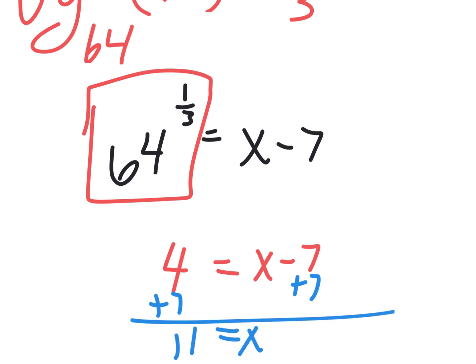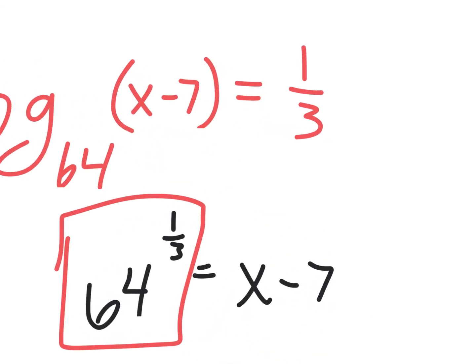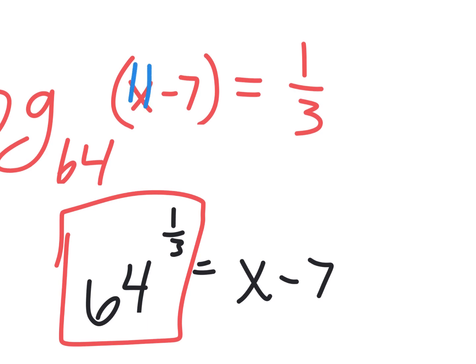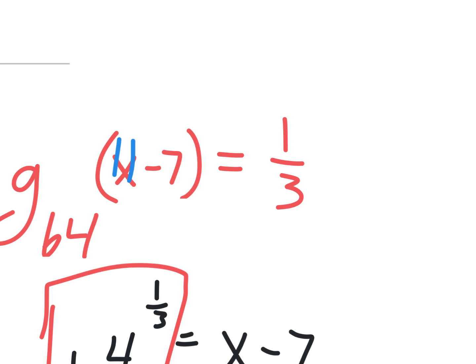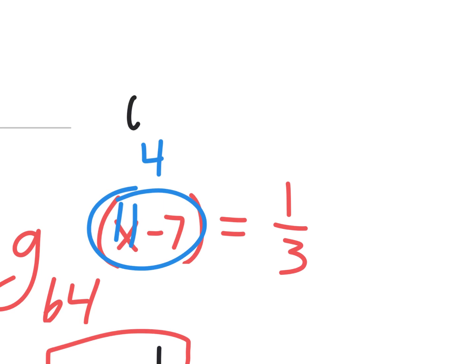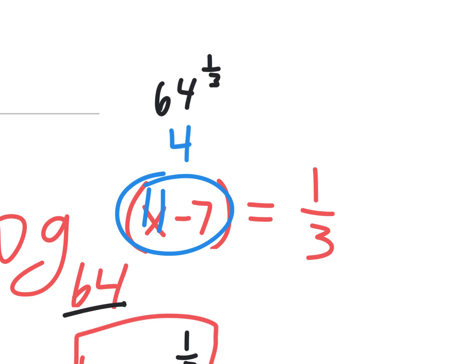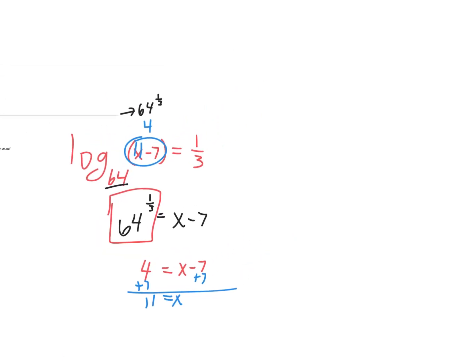11 equals x. If I wanted to be sure I was right, I'd go back and stick 11 here and see what happened. 11 minus 7 is 4. That's weird. Oh, you know what you could do? Since that's 4, you could write it as 64 to the power of 1/3. Do you agree that 64 to the 1/3 is 4? So do you get why then the bases would be the same? So the answer is 1/3. It all makes sense to me. I checked it. It worked. All right, there's number 1.